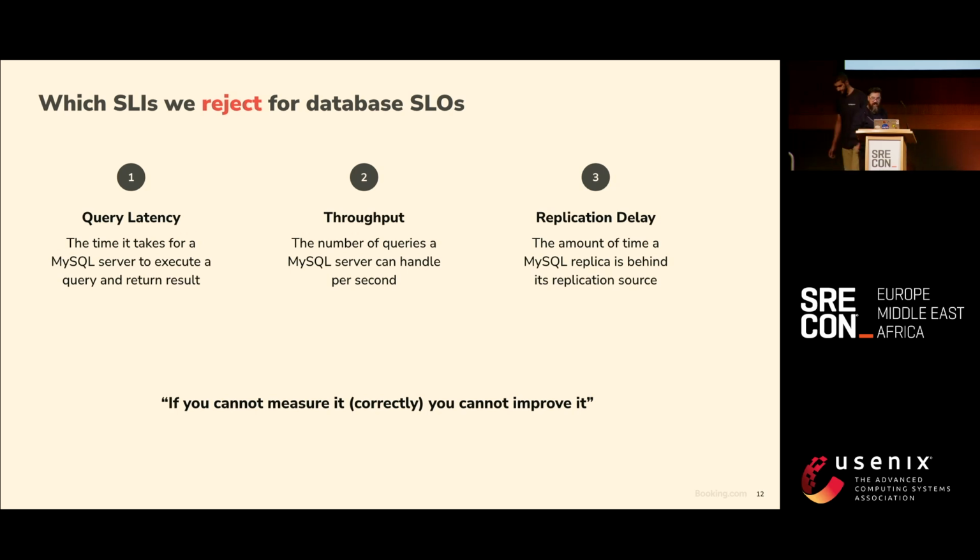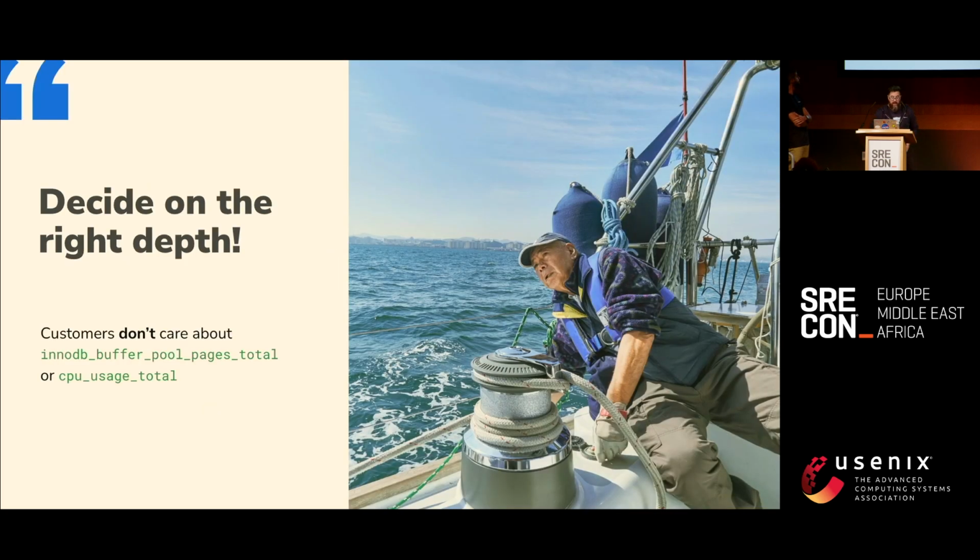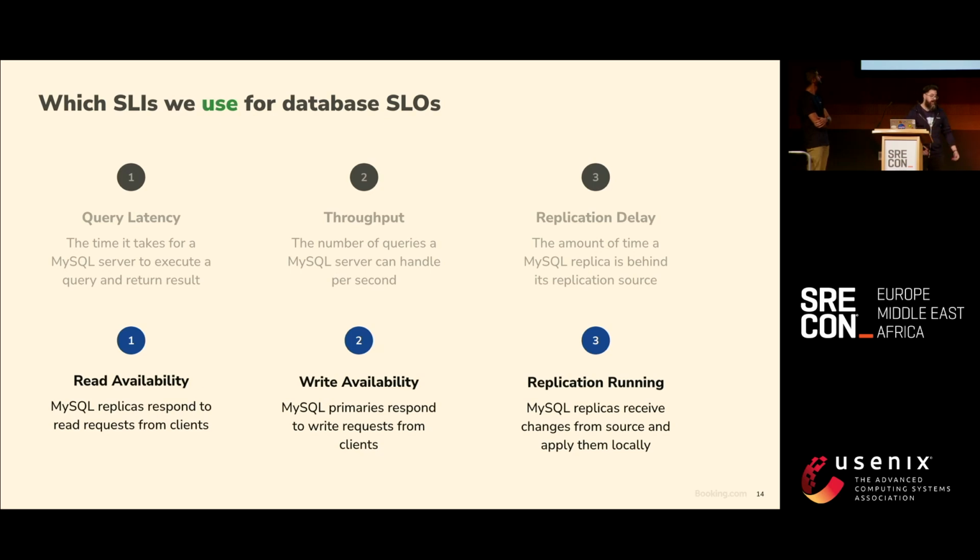Thanks, Ioannis. Hey, hello, everybody. So, well, we know that we have rejected these 3 SLIs for our databases SLOs. So let's talk about what we are trying to do. The first thing is we need to decide where to measure, right? For our customer, probably measuring the InnoDB buffer pool pages or CPU total makes no sense. So it's not going to tell us anything. So we need to go to the right level of abstraction or in the chain. So that's why we decided to go with these 3 SLIs.